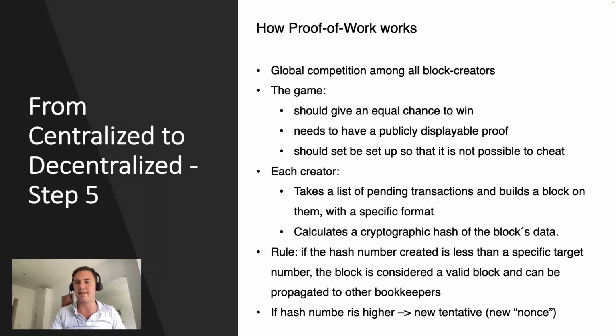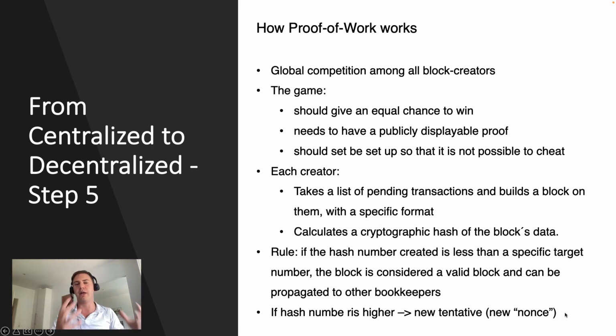Each creator takes a list of pending transactions and builds a block with them. So he takes all the pending transactions in the system and creates a block with them in a specific format. He then calculates a cryptographic hash of the block's data. And the rule of the game is that if the hash number is less than a specific target number, the block is considered valid and can be propagated to other bookkeepers. If the hash is higher, the bookkeeper needs to change the data of the block and try with a new hash. One of the data fields in the block is called nonce, meaning used only once, so the bookkeeper keeps trying new hashes just by changing the nonce. We will see the structure of the block in one of the next steps.